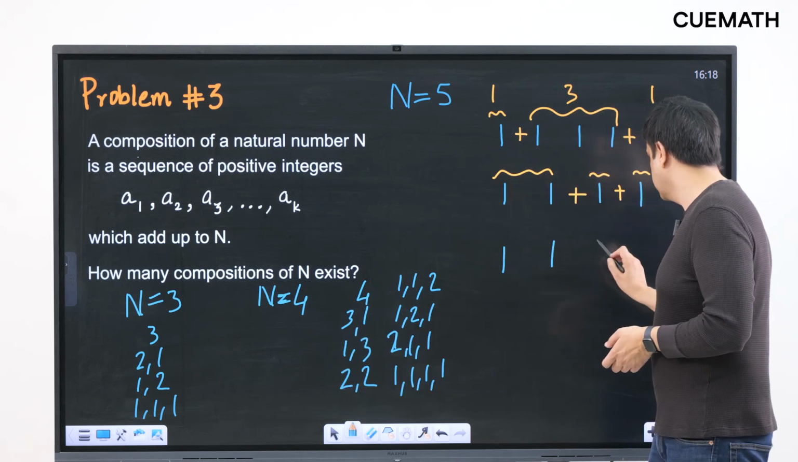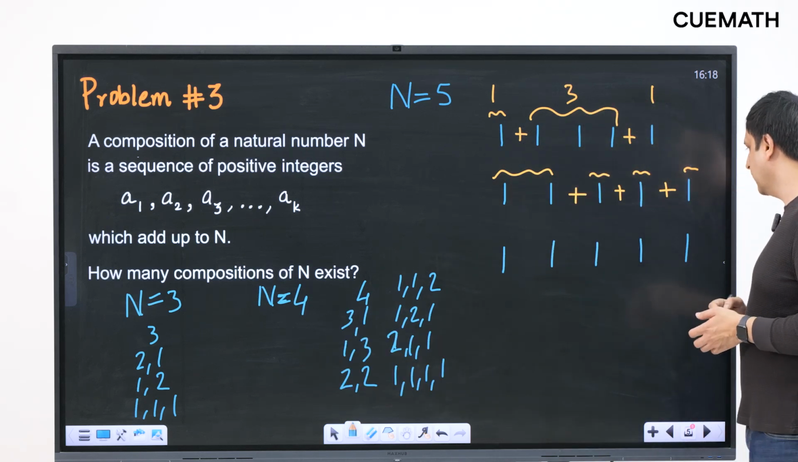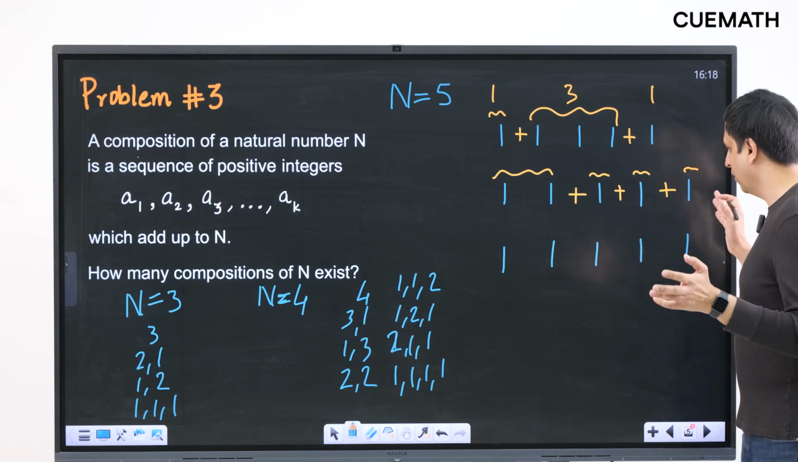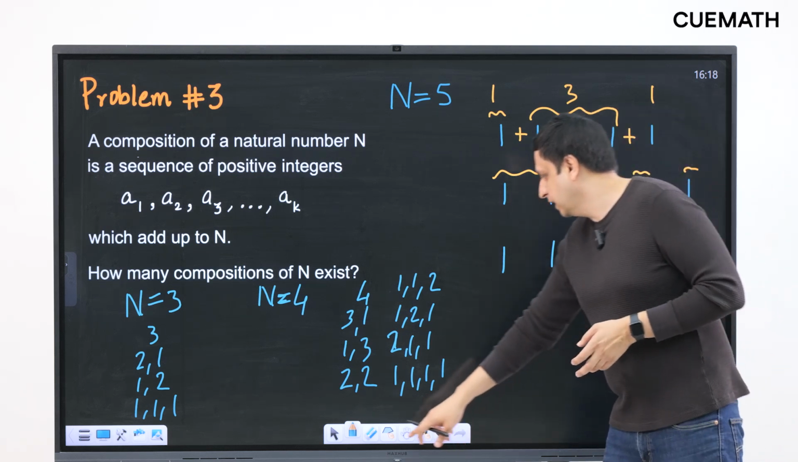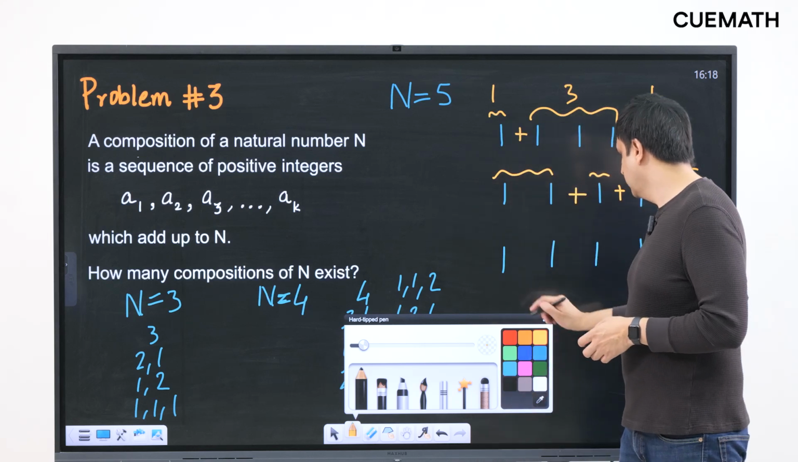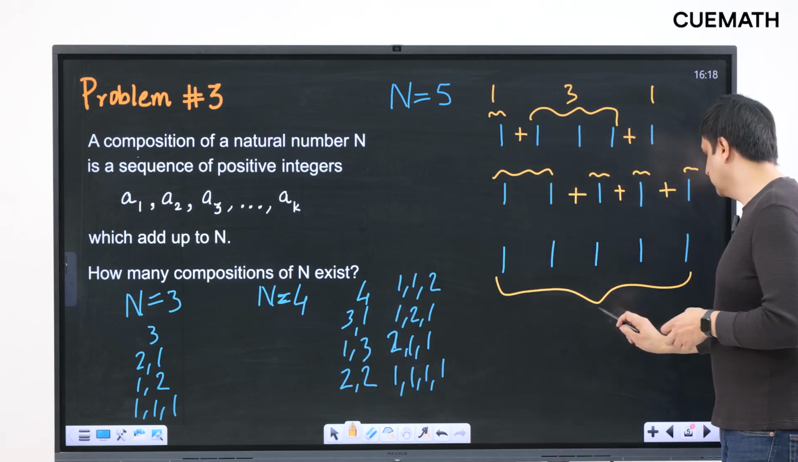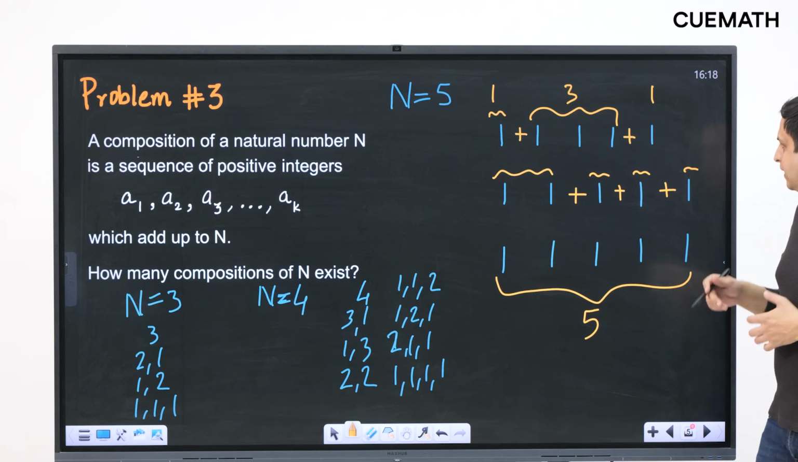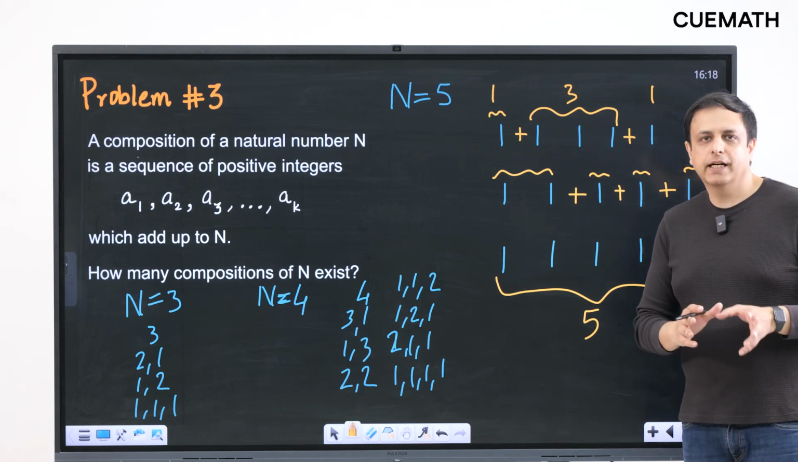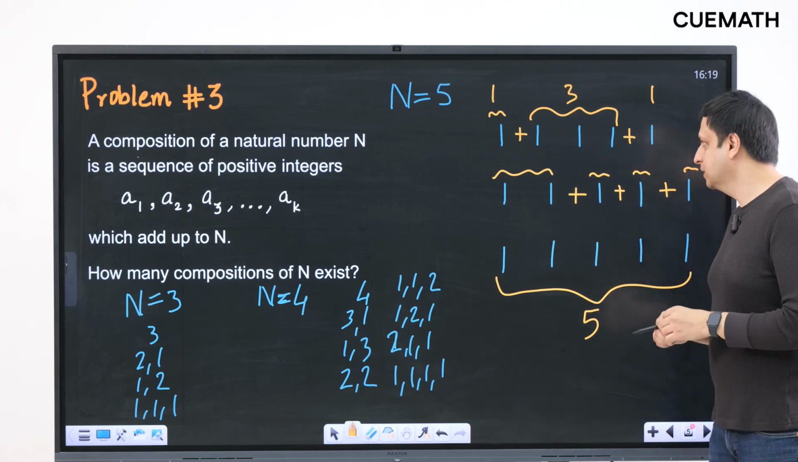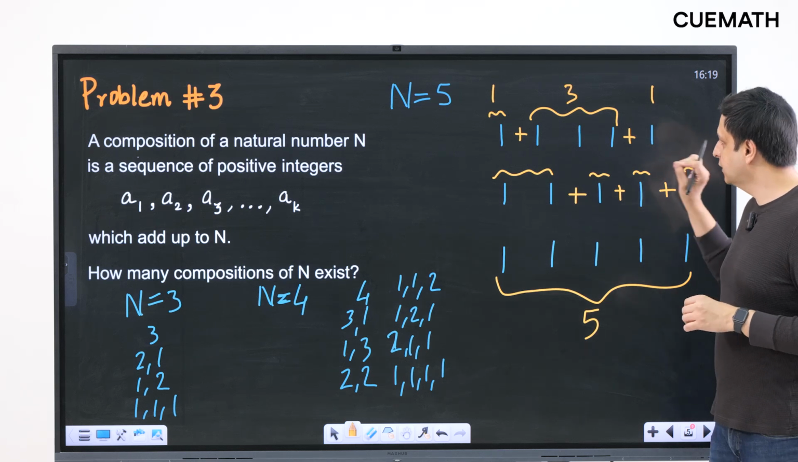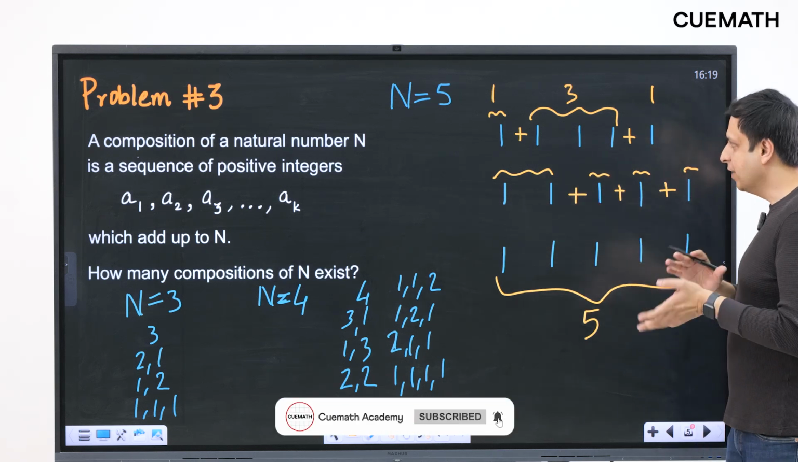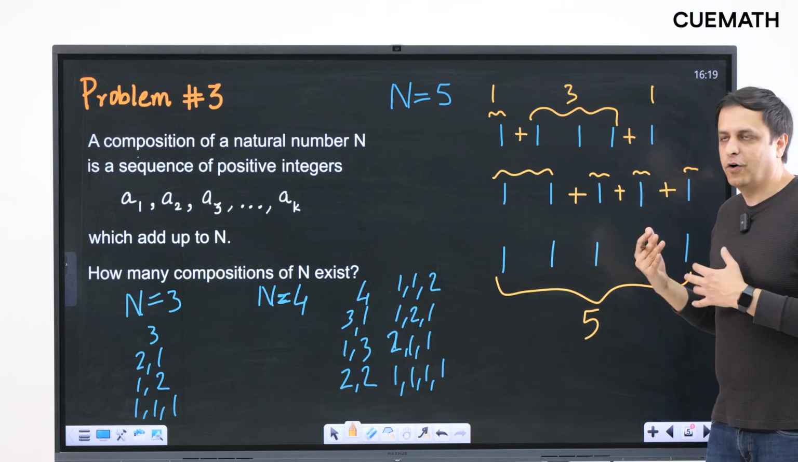Let's take yet another example. So again 5 ones, and this time I'll not place a plus sign anywhere at all. I'll choose to not place a plus sign in any of the 4 places. So this will simply give me the composition that's 5. That's just the single term 5. So in this manner, I can generate all possible compositions of 5 just by choosing where to place my plus signs or where not to place them. Every time I do it, I get a different composition.